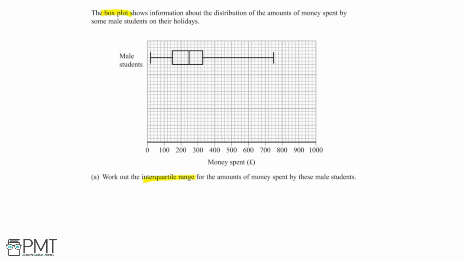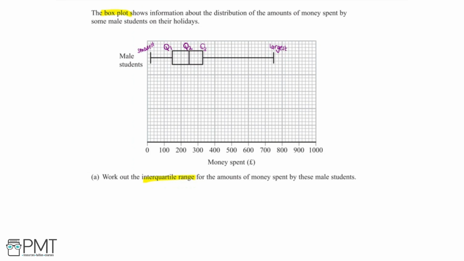We know that this line on the left of the box represents the lower quartile, which we'll call Q1. The middle line represents the median, Q2, and the line at the edge of the box represents Q3, which is the upper quartile. We know that the line at the far left is the smallest point, and the line at the far right is the largest point. And so in Part A, we need to find Q3 and Q1 in order to find out the interquartile range.